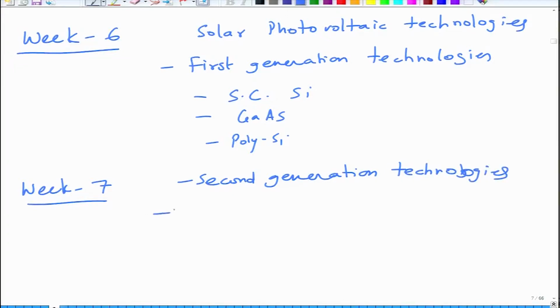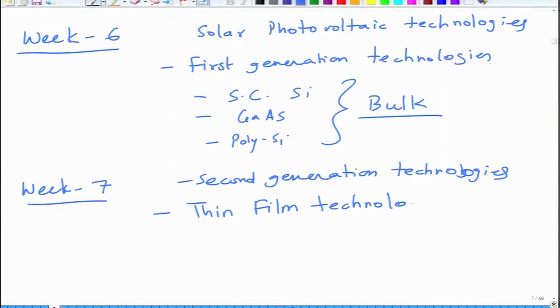And second generation technologies are basically around thin film technologies. The first generation are essentially bulk technologies. Bulk means where a thick wafer is used to make a solar cell. In the second generation technologies, the amount of material was reduced by depositing the material in a thin film form. So essentially these are thin film technologies as we call them, and these are primarily based on cadmium telluride, CIGS or copper indium gallium selenide, and amorphous silicon. So these were the 3 major technologies which evolved as second generation solar cell technologies.